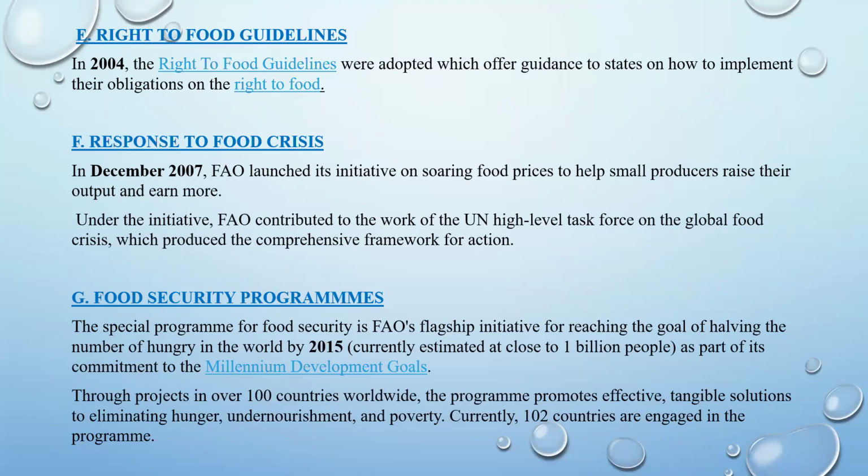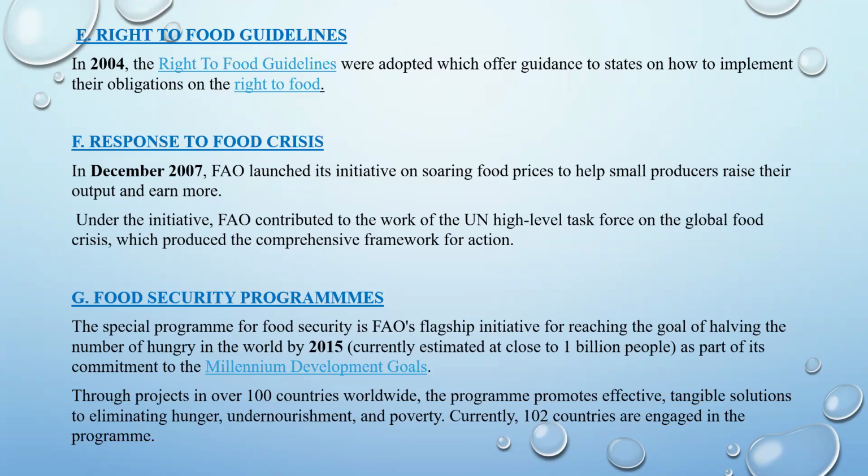In December 2007, the FAO launched its initiative on soaring food prices to help small-scale producers raise their output and earn more. Under this initiative, FAO contributed to the work of the UN High-Level Task Force on the Global Food Crisis, which produced the comprehensive framework for action. The other program was Food Security Programs.